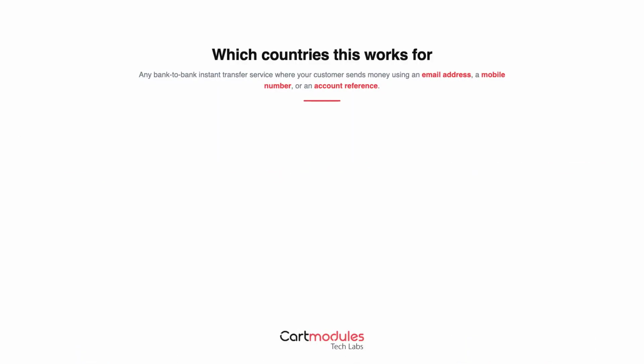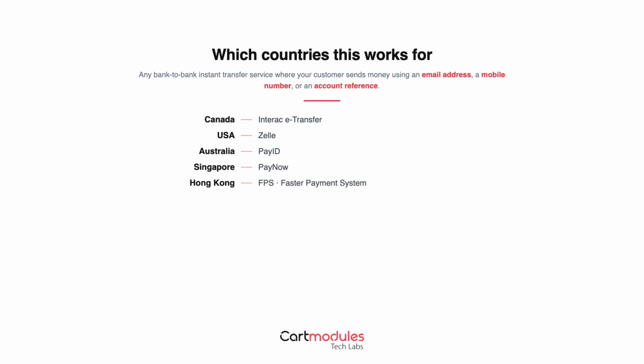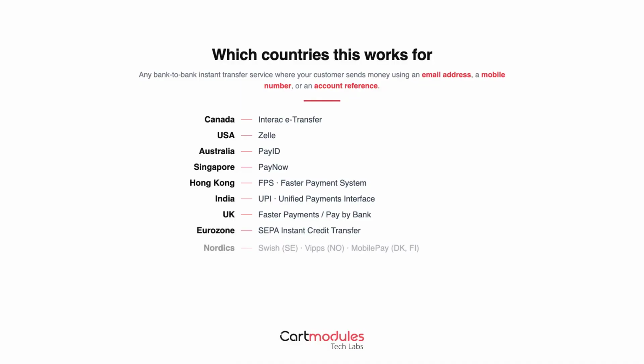It works with any bank-to-bank instant transfer service where your customer can send money using an email address, a mobile number, or an account reference. So that's Interac e-transfer in Canada, Zelle in the United States, PayID in Australia, PayNow in Singapore, the Faster Payment System in Hong Kong, UPI in India, Faster Payments or Pay by Bank in the UK, SEPA Instant across the Eurozone, Swish in Sweden, Vipps in Norway, and MobilePay in Denmark and Finland, PayShap in South Africa, and any other country with a similar service.